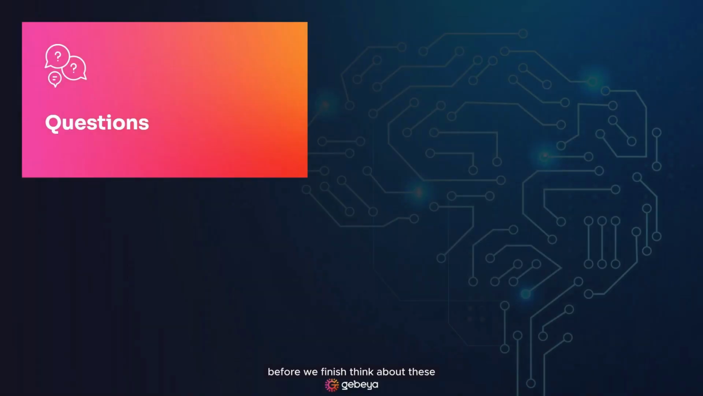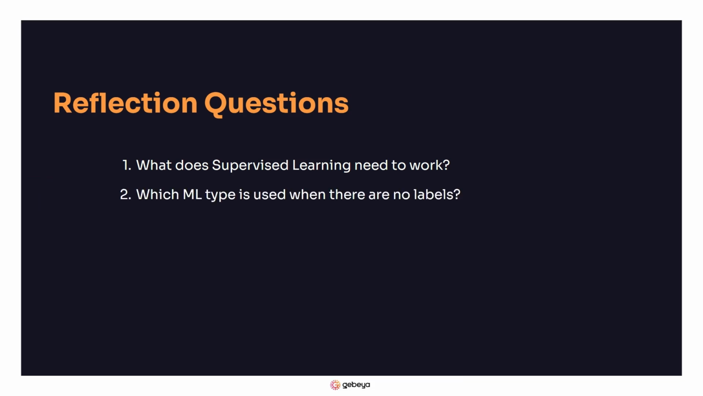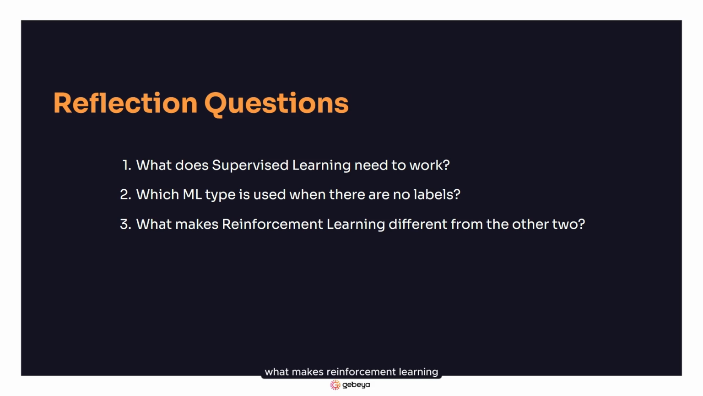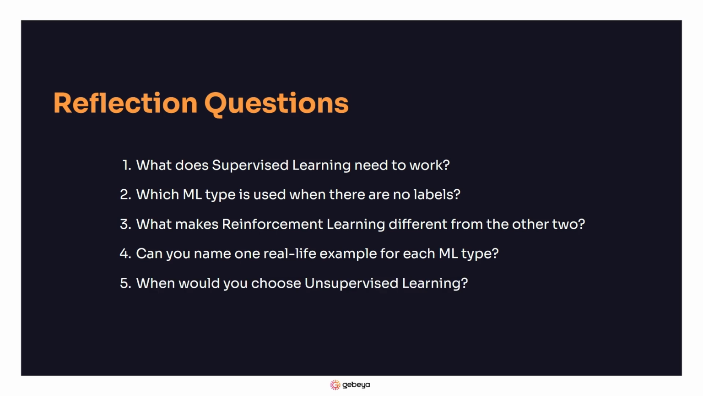Before we finish, think about these. What does supervised learning need to work? Which ML type is used when there are no labels? What makes reinforcement learning different from the other two? Can you name one real-life example for each ML type? When would you choose unsupervised learning? Take a moment to reflect before moving on.